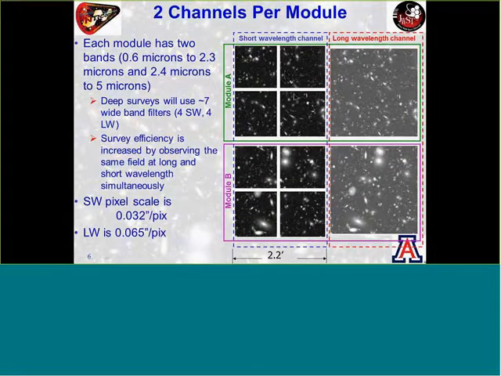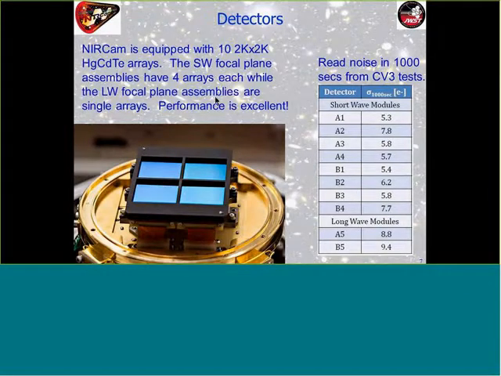These gaps between the short wavelength chips are about 6 arc seconds, and the two modules are separated by about 40 arc seconds. These are NIRCam's HgCdTe (telluride) arrays, and NIRCam has a total of 10 of them, and the performance is just fabulous.